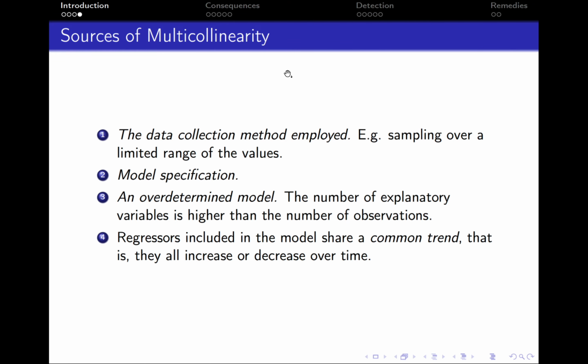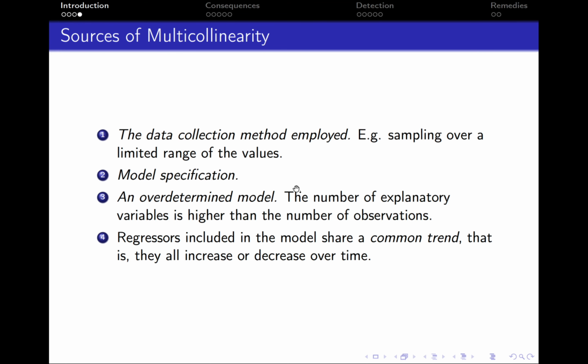There are different sources of multicollinearity, and I have mentioned some of them on this slide. So first of all, the problem might arise when you start collecting the data. For example, if you take a very small sample or a very limited range of values, you might get the problem of multicollinearity. So when you are doing research in the future, try to make your sample as diverse as possible, as big as possible.